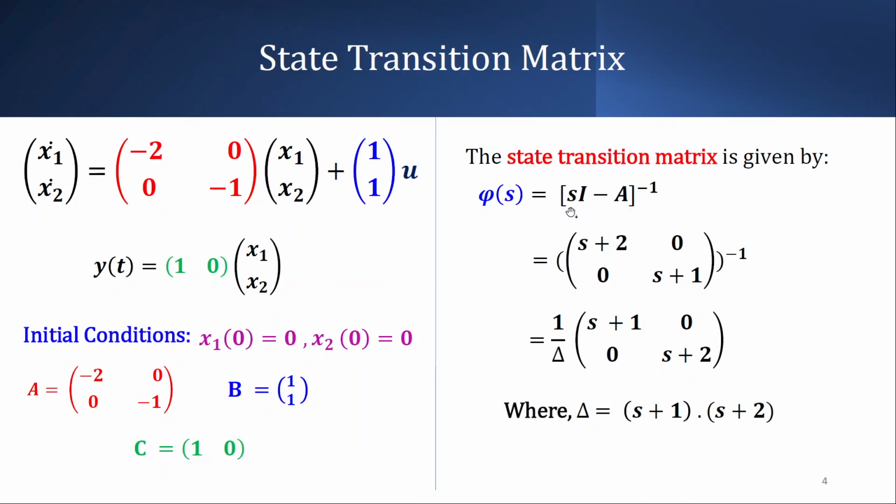If we perform this operation, what we get is S plus 2 as the first element, 0, 0 and S plus 1, and the inverse of it. If we compute the inverse, these two elements get interchanged and the off-diagonal elements remain 0 itself. What is this delta? Delta is the determinant of this matrix, which is (S plus 1) into (S plus 2). So that is how we find this state transition matrix.